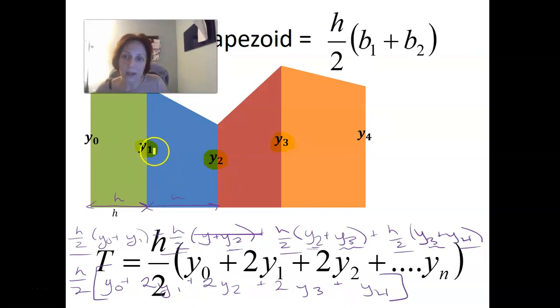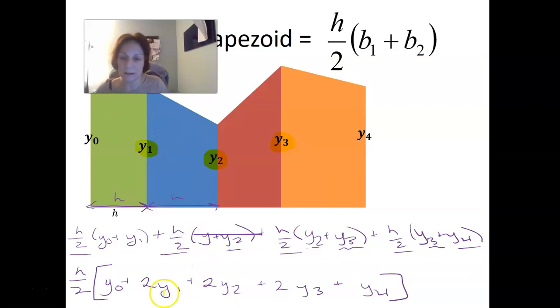So y1 is a base for two trapezoids. It's a base for the green one, it's a base for the blue one. So it shows up twice in our formula. y2 is a base for two trapezoids, for the blue one and for the pink one. It shows up twice in our formula.